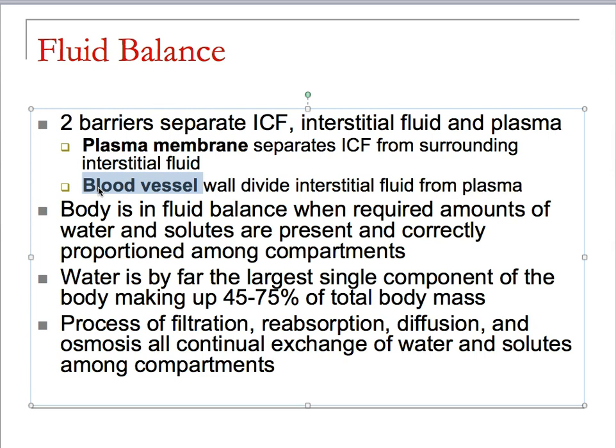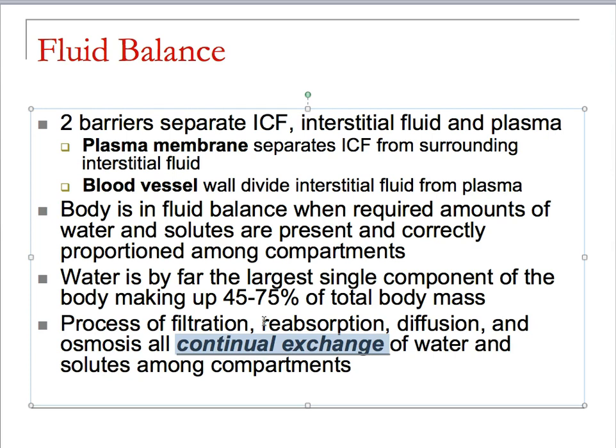Because remember, anywhere there's a solute, the solvent will travel to dilute it, and that's actually what we're doing inside the body. Over the course of the semester, what you've seen is that processes of filtration, reabsorption, diffusion, and osmosis are the continual exchange of water and solutes among the compartments.